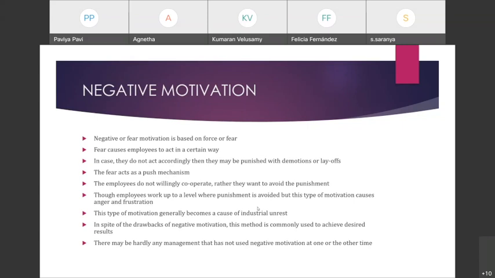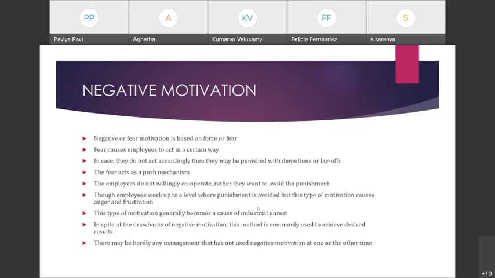Okay, so these employees will not cooperate. They just want to avoid punishment, so they will just come and work at their normal level. There will be no motivation. And they will always be angry and frustrated, because they are not happy with their job. They are not getting anything out of their job. They do not want to work in the job. They're just coming there to get the money which they need to survive. That's it. There is absolutely no motivation in them to improve their performance. They just want to come to work, finish their work, and leave.